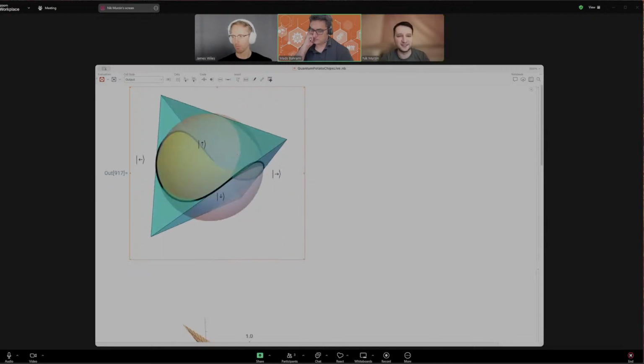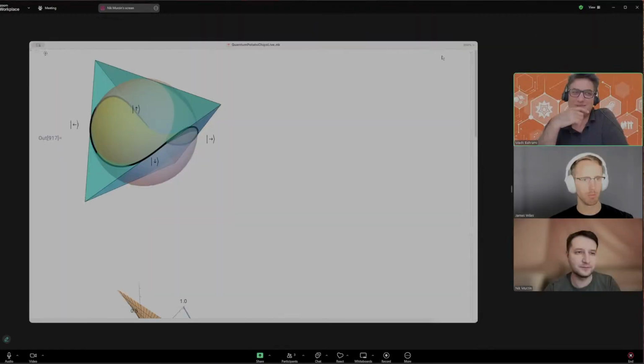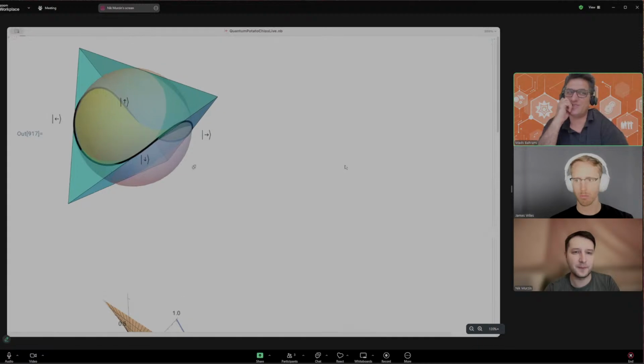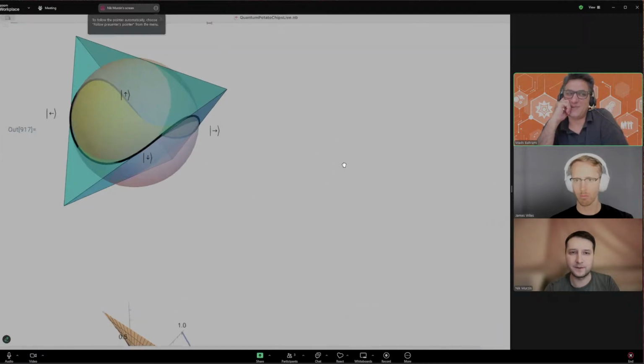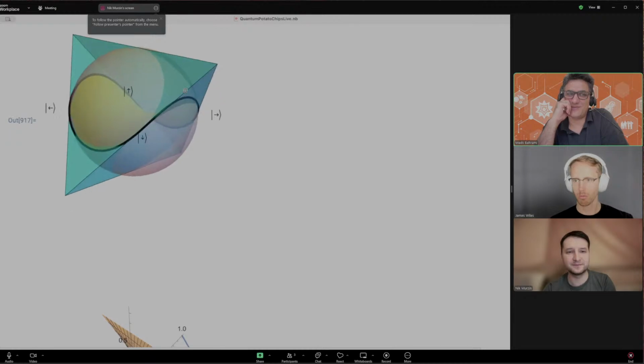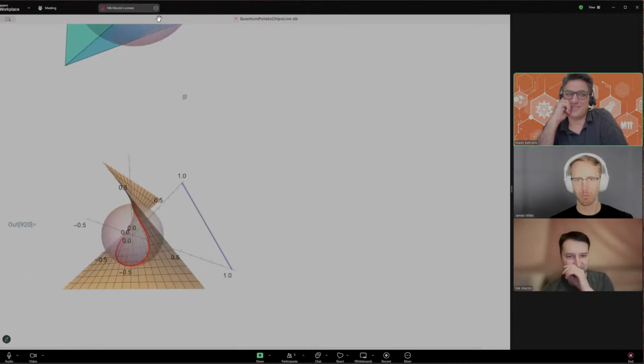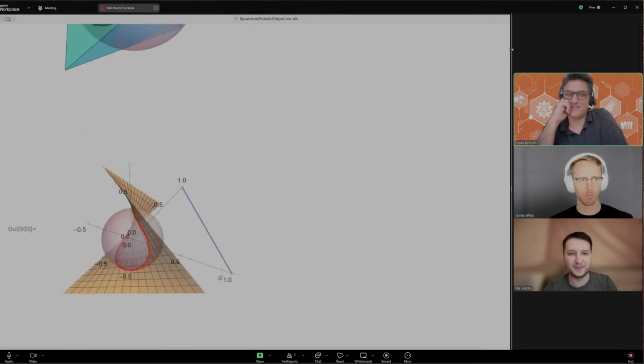So, what should we start with? Let's start with the concept of the quantum state, and the common picture, which is that sphere that we see there. People usually call it the Bloch sphere. Maybe just clarifying, what is a Bloch sphere? Whenever people talk about that, it means what?